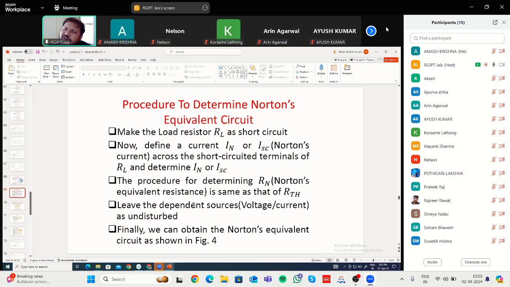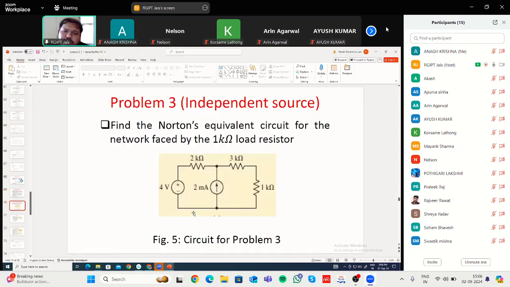Then finding Norton's equivalent resistance is similar to finding Thevenin's equivalent resistance. Once you get IN and RN, you just connect the circuit. That means IN in parallel to RN, then you connect the load, and using the current division rule, you will be able to find the amount of current that will be flowing through the load.